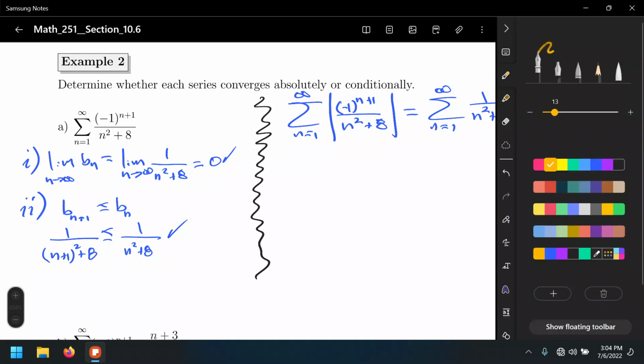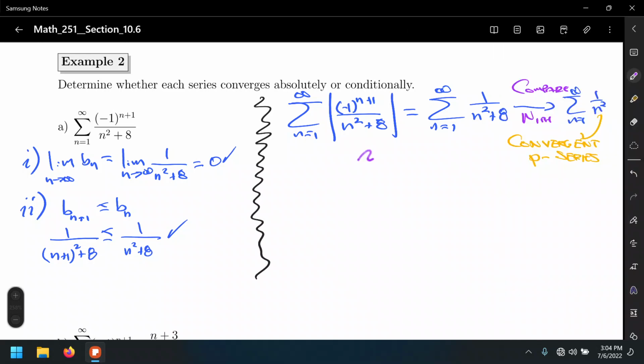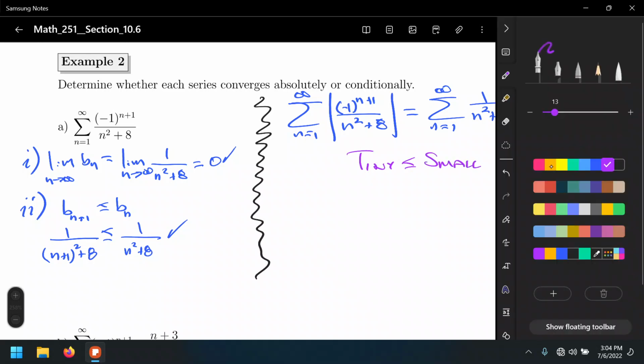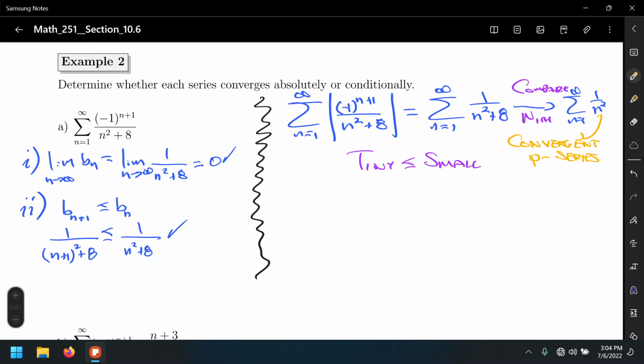So in this case, we will do the tiny less than or equal to small. Alright, less than or equal to small. And so the tiny, which is the original problem, 1 over n squared plus 8, is that less than or equal to 1 over n squared? Yes.